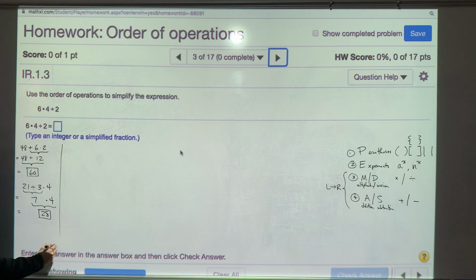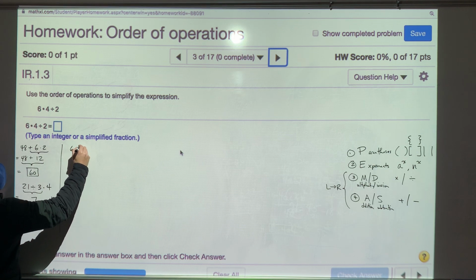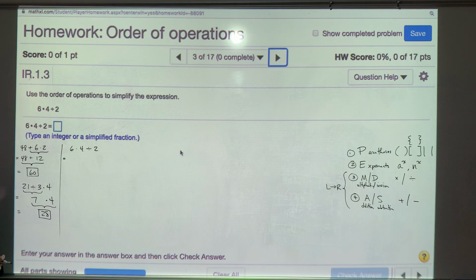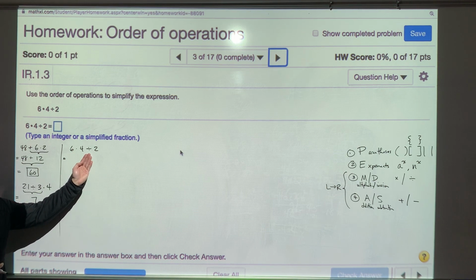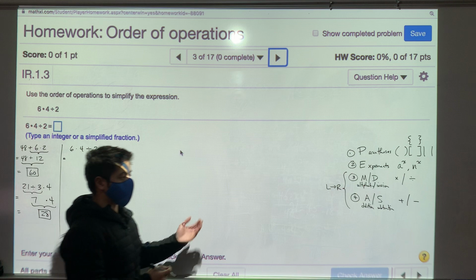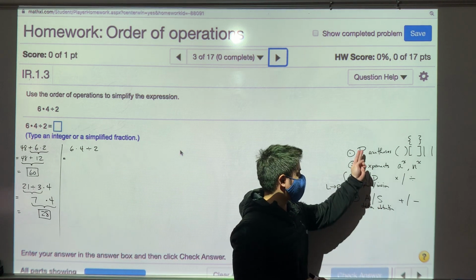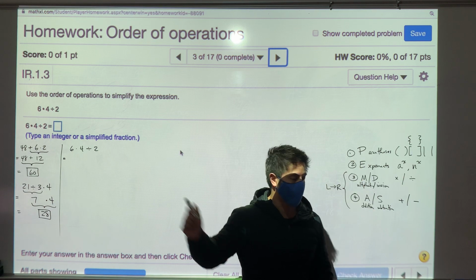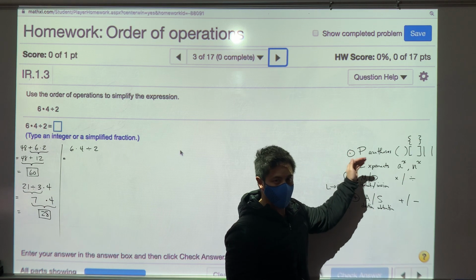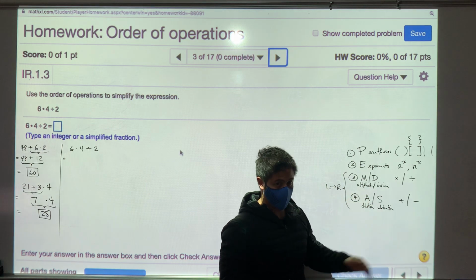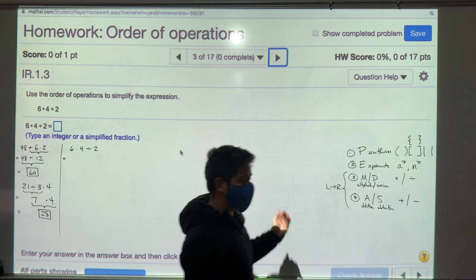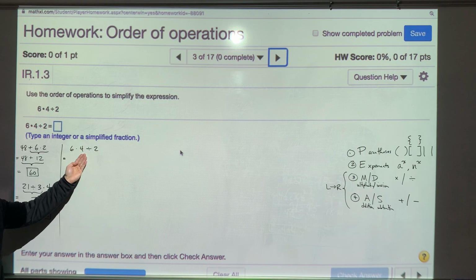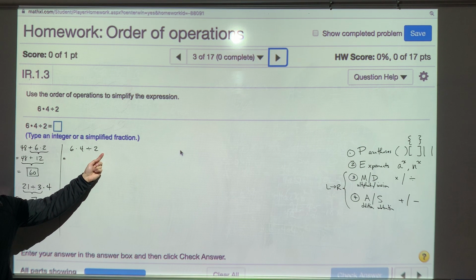Now, in contrast to the previous problem, I've got 6 times 4 divided by 2. Notice how in this problem, I've got the multiplication before the division. Now, do we do the multiplication first just because we read it first through here? No, we don't just do the multiplication first because we say parentheses, exponents, multiplication, division, addition, subtraction blindly. We do the multiplication first here because it comes first when reading this left to right.